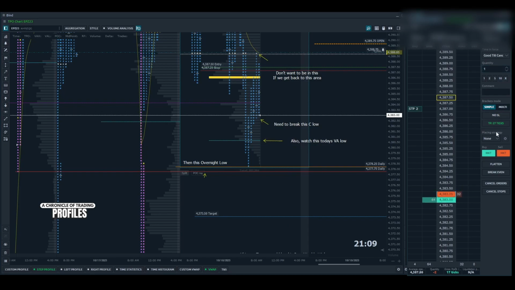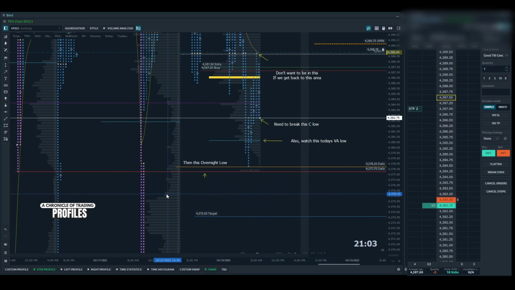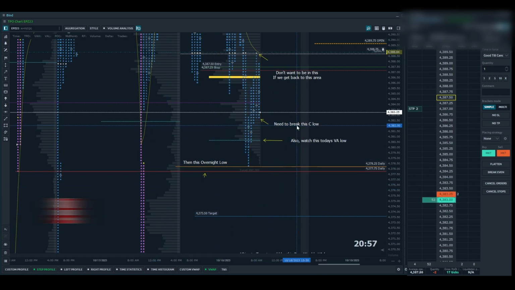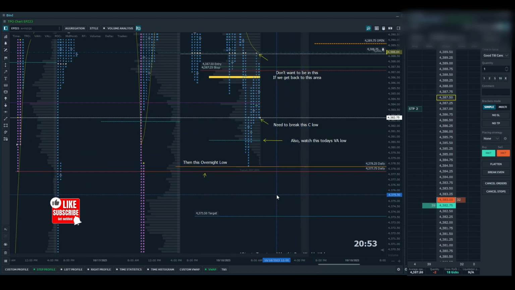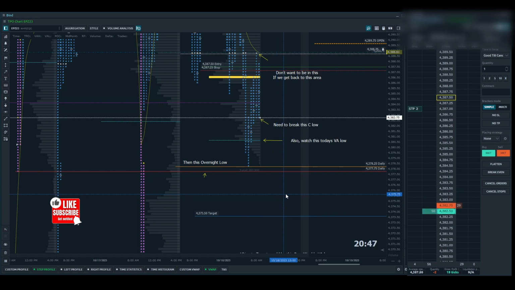I'm separating my contracts so that I can get rid of one because it just starts to feel too slow and it's not deliberate enough for what I wanted. So I'm already thinking of taking one somewhere just below the C, or getting ready to take one if it snaps back on me. There we break the C low.